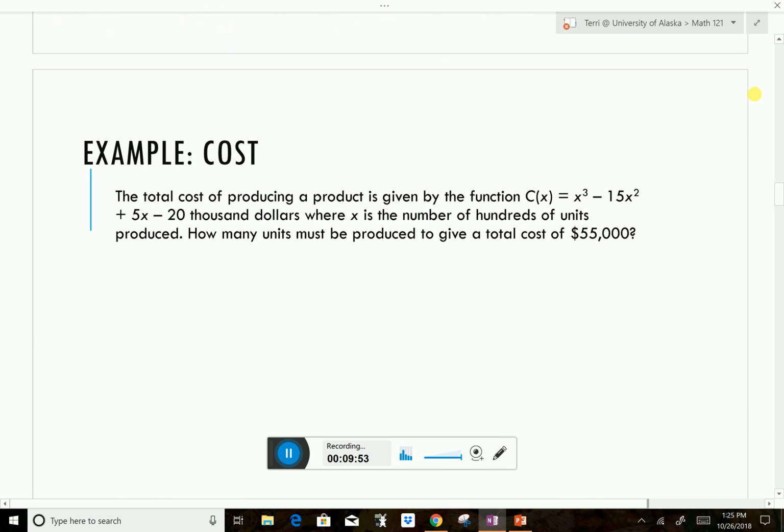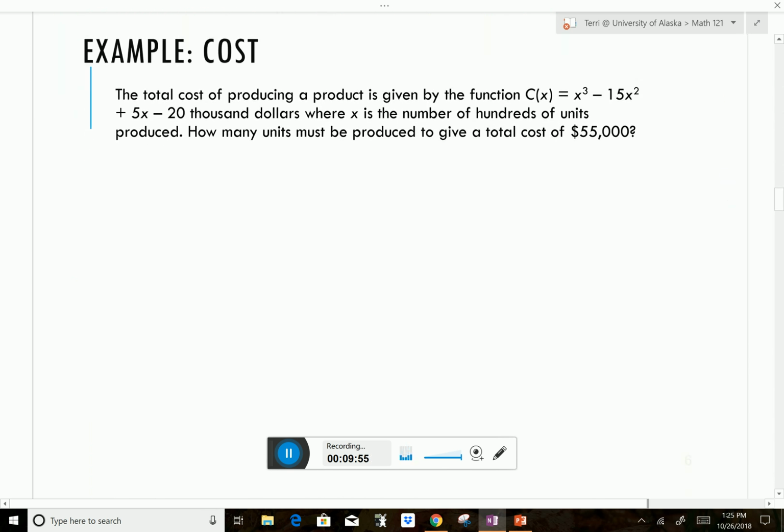So let's do an example using our applications. The total cost of producing a product is given by the function, oh, it's a cubic cost function now, where x is the number of hundreds of units produced. How many units must be produced to give a total cost of 55,000? So we're looking at x cubed minus 15x squared plus 5x minus 20 equals 55,000. Now, let's see if this is factorable.